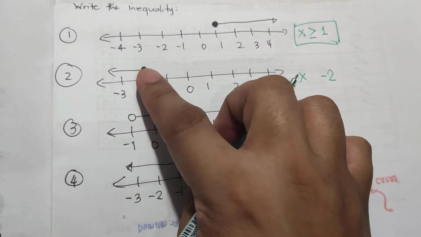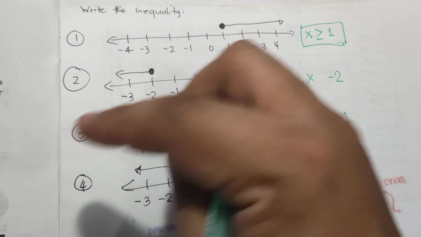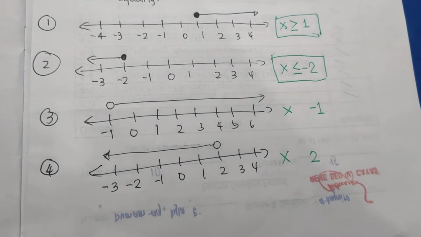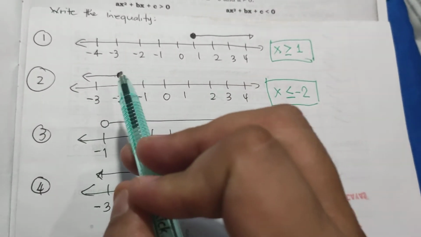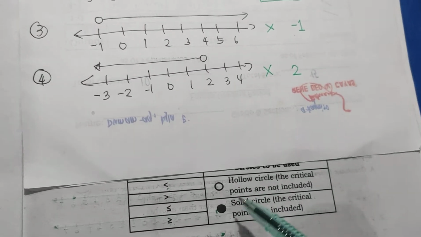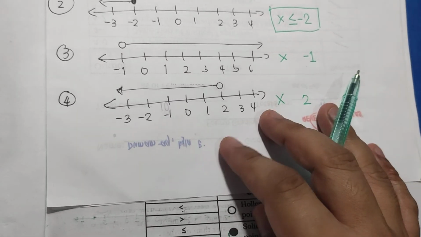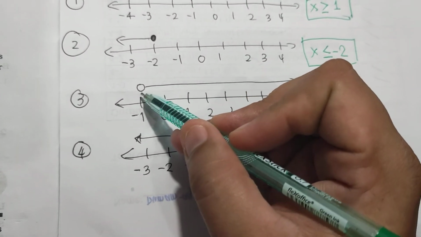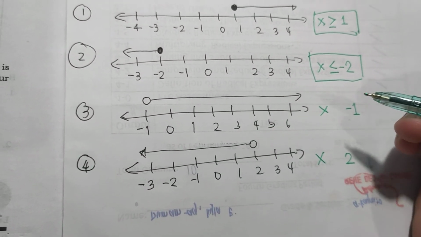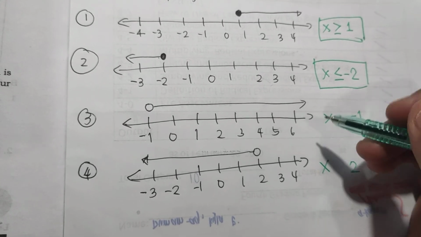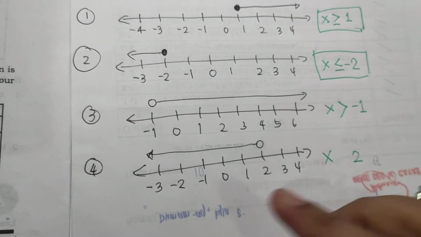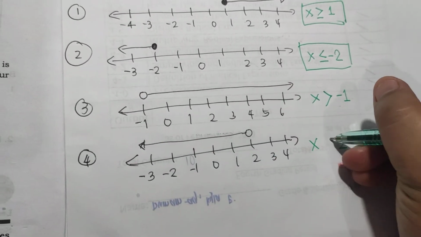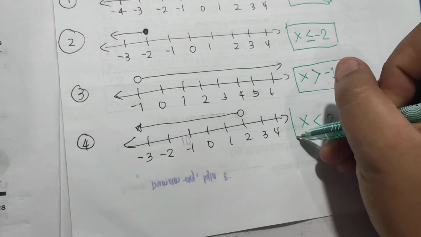Number 2, gumamit ulit ng solid circle. Tapos, papunta sa left. So, less than or equal ang magiging sagot. Kasi papunta sa left. Okay, tapos gumamit siya ng solid circle. Kaya ang magiging sagot natin is less than or equal kung papunta sa left. O ngayon, ikatlo. Gumamit siya ng hollow circle. So, therefore, class, walang or equal symbol yung ating magiging sagot. Tapos, papunta sa kanan, so that is greater than. Tapos, yung pang-apat, gumamit ulit ng hollow circle na papunta sa kaliwa. So, this is less than symbol. So, this will be your final answer.